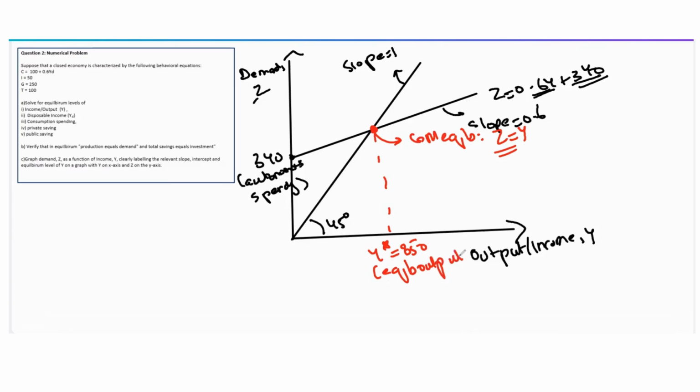And since we know in equilibrium, demand, which is on the vertical axis, is equal to output or income, which is on the horizontal axis, in equilibrium, if y is equal to y star is 850, then z is also equal to y star is equal to 850. So we can represent the equilibrium output on the vertical axis also, because in equilibrium, demand, which is on the vertical axis, is equal to output, which is on the horizontal axis.